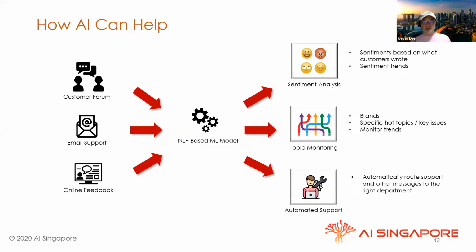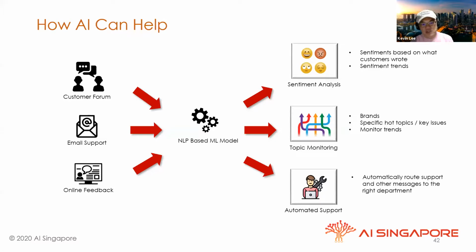Another thing that is very useful is down here, automated support. A lot of these feedback messages come into the company, and usually there'll be one customer support rep who reads all the emails and online feedback and then reroutes them to different departments. The problem with doing that is this is a very stale job. The person doesn't stay around for long, and when the person goes away, you have to train another person. Accuracy becomes a problem. Then the customer's feedback doesn't get to the right department. Therefore, you end up with unhappy customers.